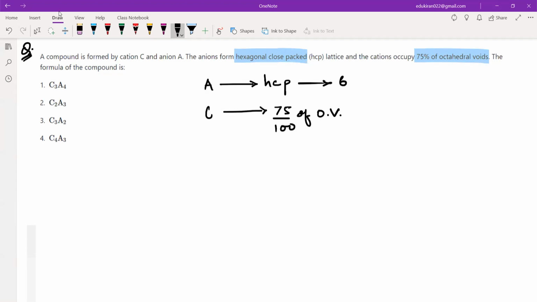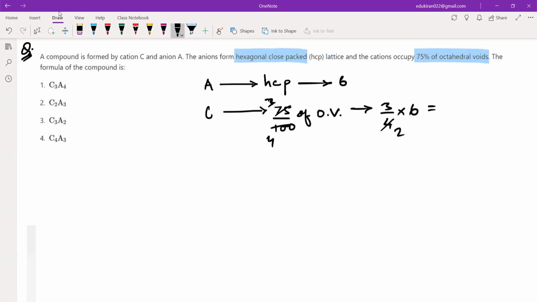Yes, sir. Now 75% of octahedral voids. 75% means it is 3 by 4, correct? So you can say that it is 3 by 4 of, where 'of' means multiplication, like in BODMAS, the bracket, division, multiplication, addition, subtraction. So we are writing 3 by 4 of octahedral voids. How many octahedral voids are there? 6, right? Yes, there are 6.